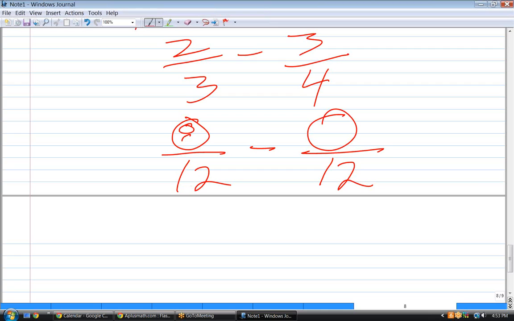8. Alright, so notice that 8/12 is the same as 2/3. If I wanted to take this fraction and reduce it, I would divide top and bottom by 4, and it would reduce down to 2/3. Okay, what goes over here? 9. And what's the answer? What's 8/12 minus 9/12? Negative 1/12? Yep. Good.